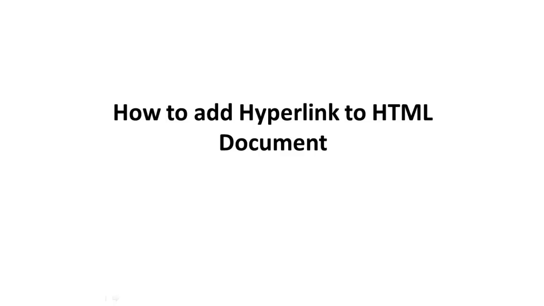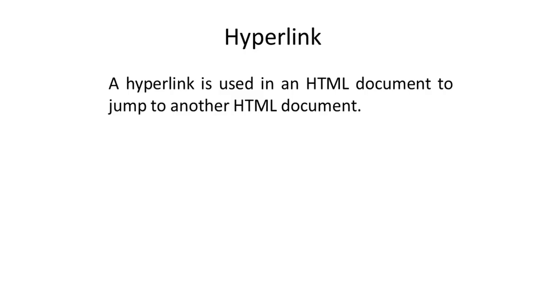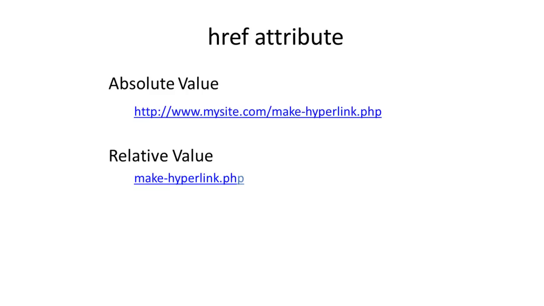In this tutorial, we will teach you how to add hyperlinks in an HTML document. A hyperlink is used in an HTML document to jump to another HTML document. Hyperlinks are underlined in blue in color. A hyperlink can be identified by the fact that the cursor icon changes when it moves over the hyperlink.